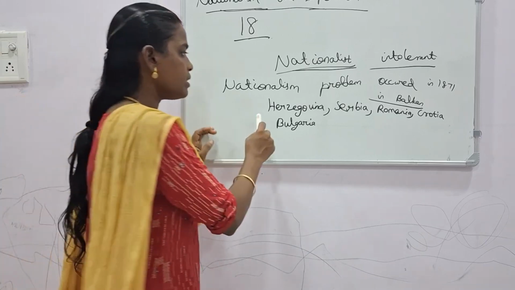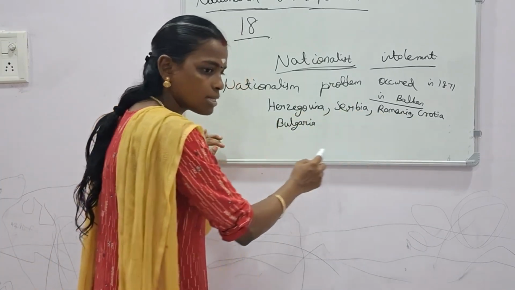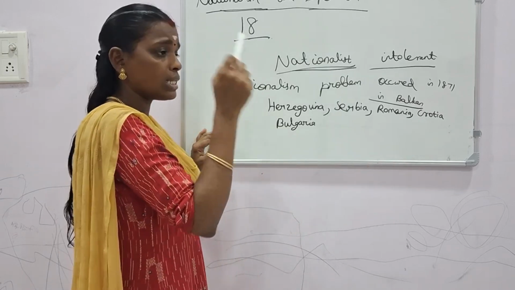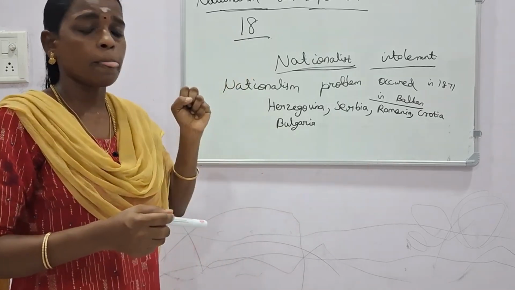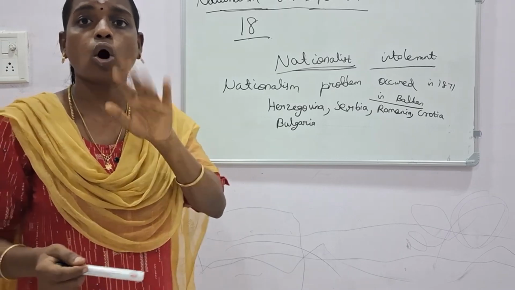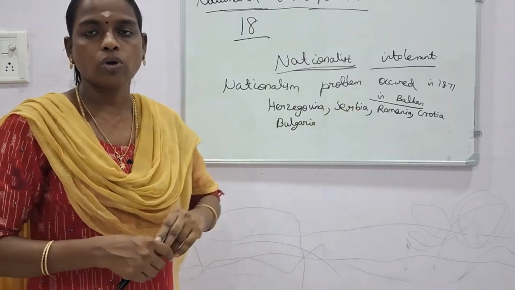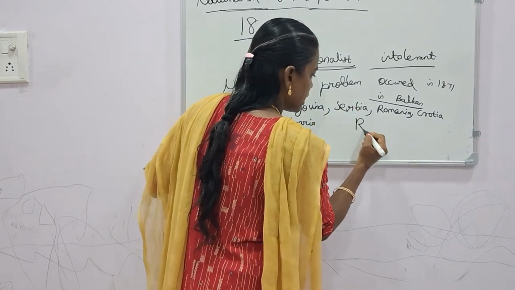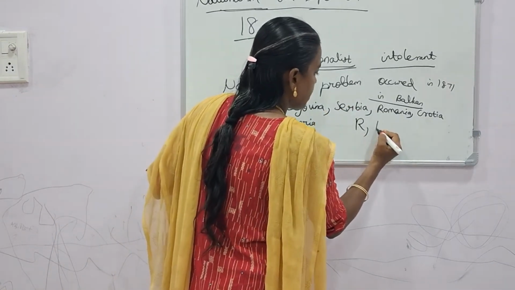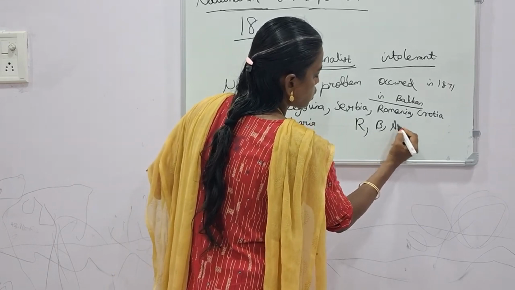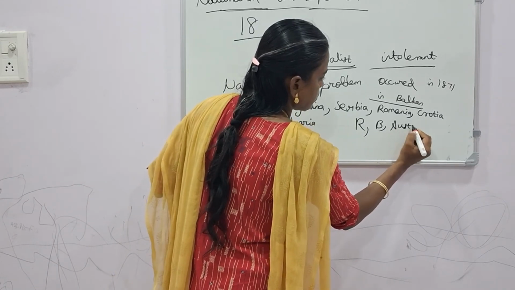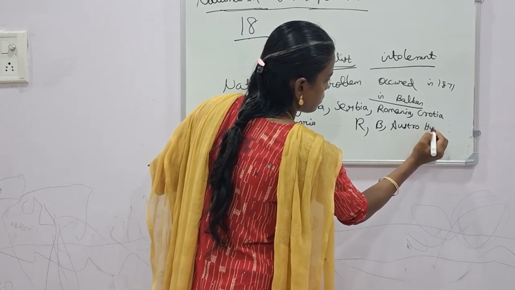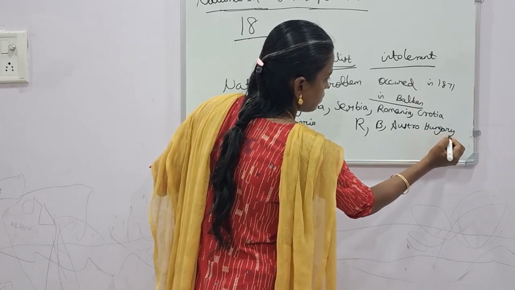Just like that, when this country's people are fighting among themselves for freedom, at the same time, many powerful countries try to occupy the Balkan countries. For example, Russia, Britain, Austro-Hungary, Germany.